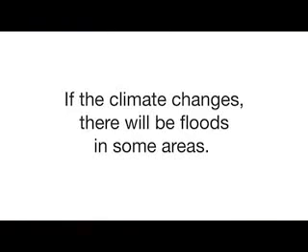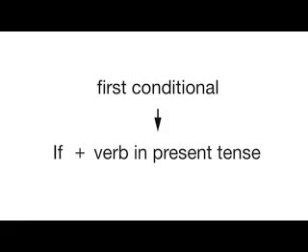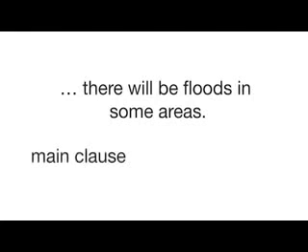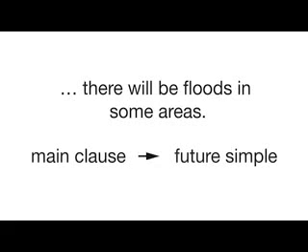If the climate changes, there will be floods in some areas. What tense is the verb which is in the if part of the sentence? If the climate changes, changes. The verb that is in the if part of the sentence is in the present tense. The first conditional is if followed by a verb in the present tense. And in the main clause, we use the future simple tense. There will be floods in some areas.